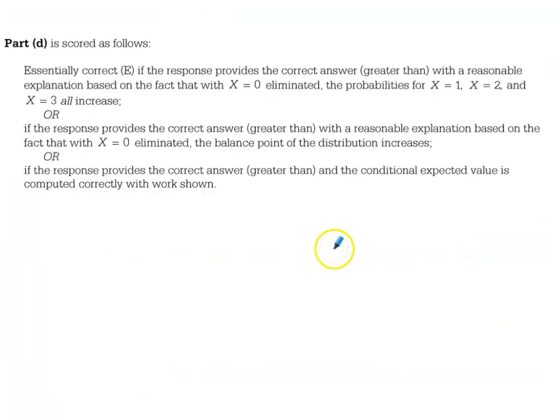Last little glance at some scoring guidelines here. There's a little bit of flexibility in what you do. So I think what I did, if you read that paragraph on the last screen, is pretty much what this first explanation is. If you look at this last one, I explained that, right? If you actually compute the new expected value from a new probability distribution table, that would get full credit as well.